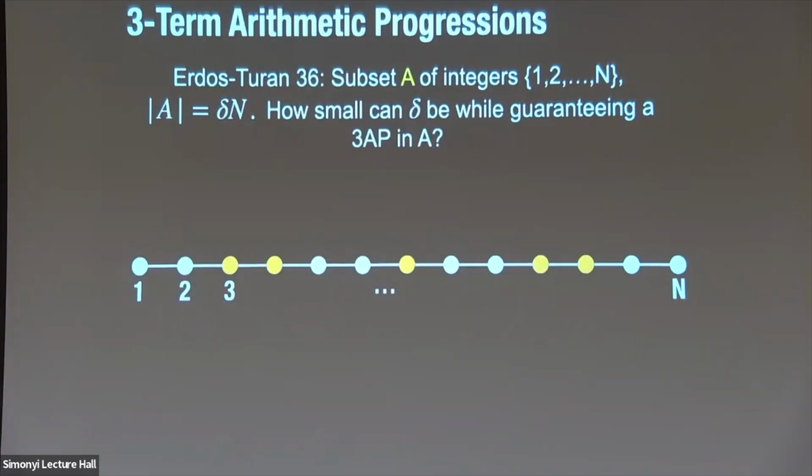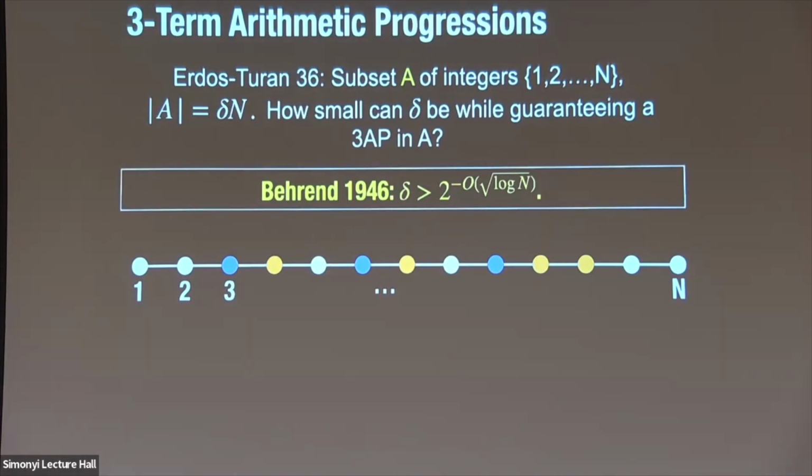The problem that we're going to talk about today is the 3AP problem, which was introduced by Erdős and Turán in 1936. The question is the following. Suppose you have a subset A of integers from 1 through n. All we know about the set is that it has a certain number of elements. We'll quantify that by saying its density is delta, meaning it has a delta fraction of the overall universe. How small can this delta be while always guaranteeing that any such set will have 3 numbers which are equally spaced, or a 3-term arithmetic progression? I'll just say 3AP for short from now on.